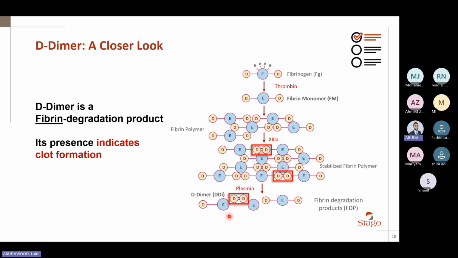So very simply, when D-dimer is present in the blood, it indicates that at some point a clot has formed in the blood. D-dimer is an indicator that clotting has occurred. D-dimer is called a fibrin degradation product because without a clot, you do not have fibrin. So D-dimer is a very important marker of clotting and fibrin degradation processes. The fibrin degradation process is simply fibrinolysis.